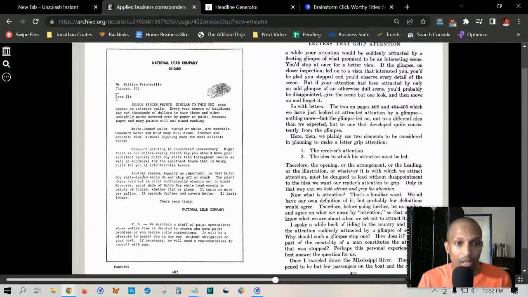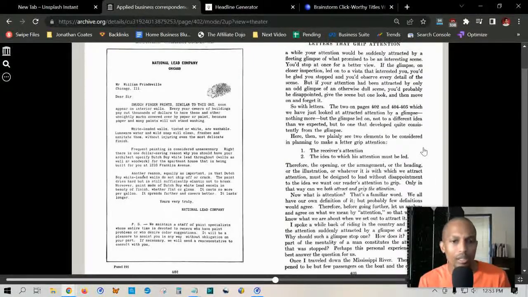Mr. Williams, Chicago the 3rd. Dear sir, smudgy fingerprints similar to this one soon appear on interior walls. Every year, owners of buildings pay out thousands of dollars to have these and other unsightly marks covered over by paper or paint, because paper and many paints will not stand washing. White leaded walls, tinted or white, are washable. Lukewarm water and mild soap will clean, freshen, and sanitate them without injuring even the most delicate finish. Frequent painting is considered unnecessary. Right there is a dollar-saving reason why you should have your architect specify Dutch Boy white lead throughout, on walls as well as woodwork, for the apartment house that is being built for you at 1210 Franklin Avenue.